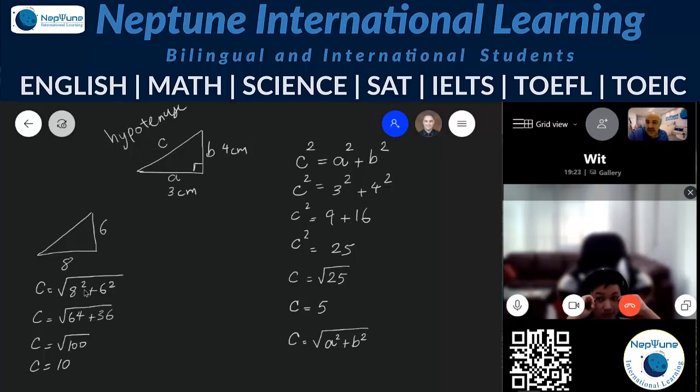Now, I want to show you a shortcut. If you learn this shortcut, in most of the grade 7, grade 8 questions, you will not need to do this. Do you want the shortcut? Yes. It's called Pythagorean.